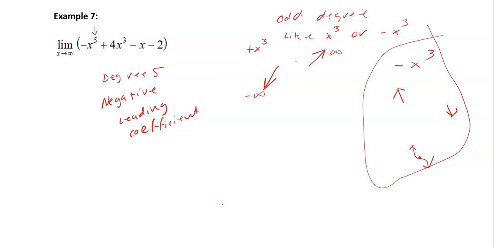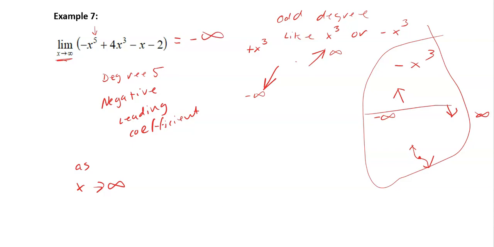So as x goes to positive infinity, this function is also going to, so this will be positive infinity out here. This will be negative infinity out here if I draw a number line. This function, as x goes to positive infinity, will be going to negative infinity.